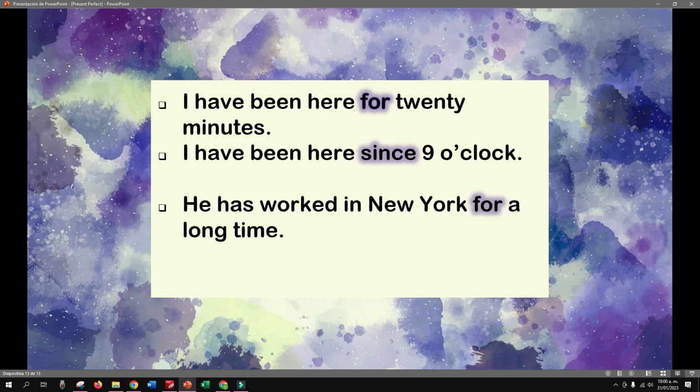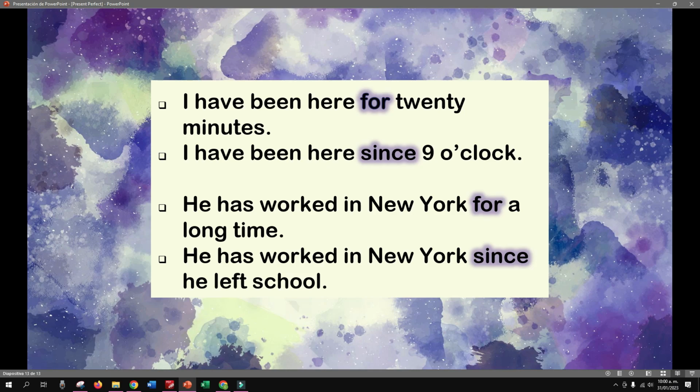He has worked in New York for a long time. There's like a period of time, a long time, right? It could be 3 years, 5 years. That's a long time. He has worked in New York since he left school. That's like a specific point of time, right? Since he left school, he has worked in New York. So pay special attention to that one: when are you going to use for, and when do you need to use since?